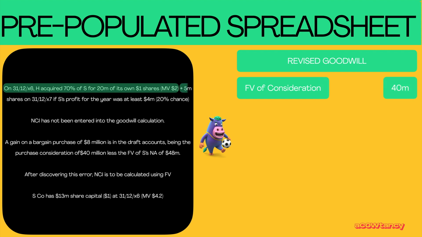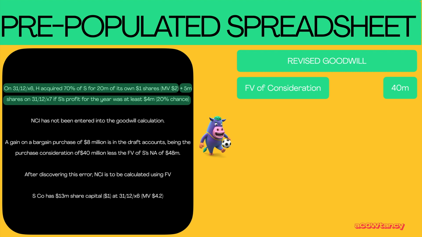But we're also going to give 5 million more of our own shares in the future if their profits equal 4 million, and there's a 20% chance of that happening. So if we're offering more of our shares, more consideration in the future, we call that a contingent consideration. It's dependent on something. Now you bring that in at its fair value.